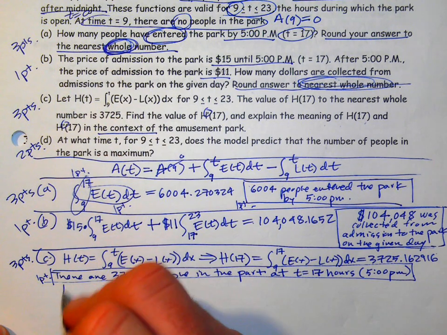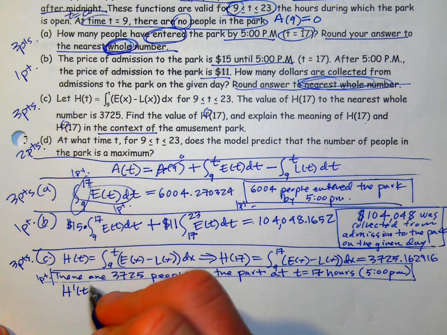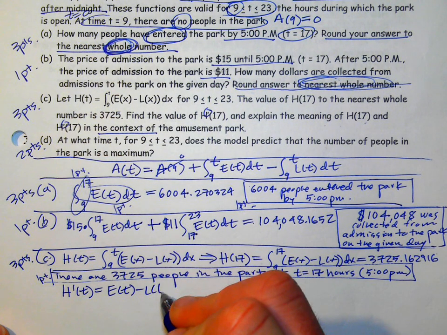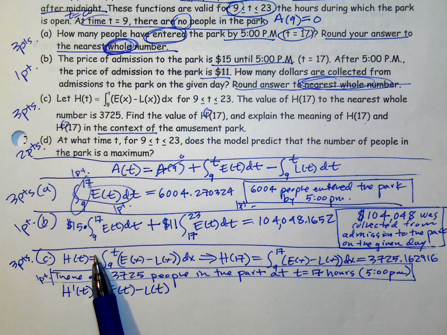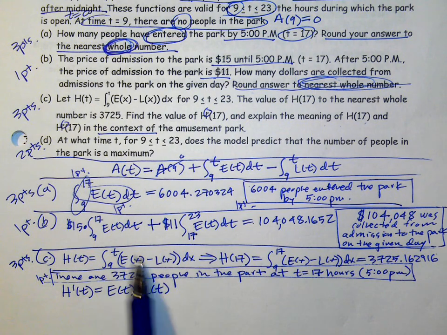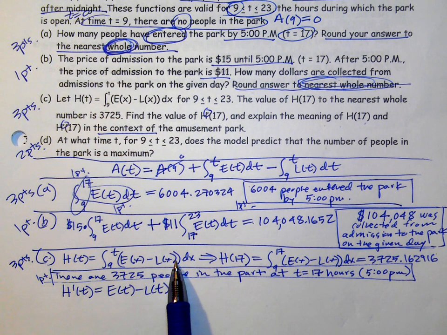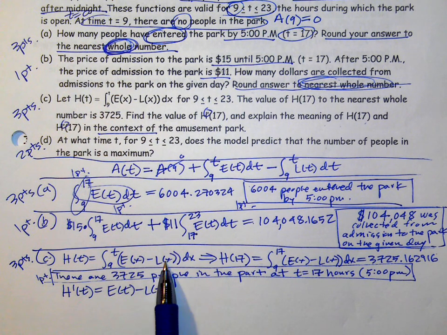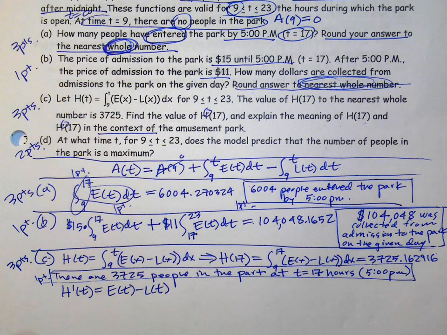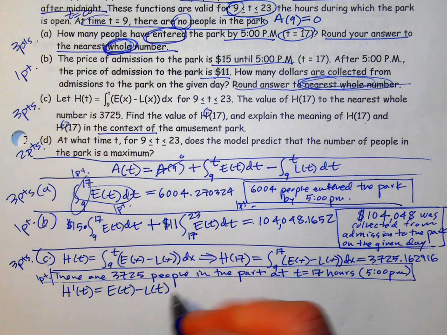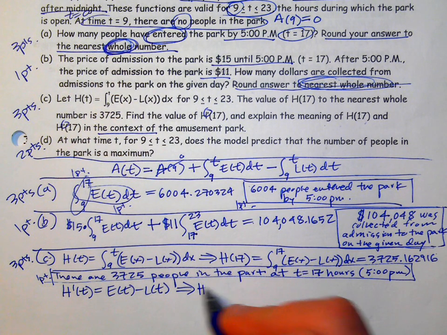Okay. Now I said to find h prime. Now what's h prime of t? H prime of t is going to equal e(t) minus l(t), because the fundamental theorem of calculus part 2 says if you take a derivative of an integral, they undo each other. You plug limits in, top first, and then multiply by the derivative of the limit, which would be 1. Plug the bottom limit in, 9, and multiply by the derivative of what you plugged in, 0. They all drop out. You get e(t) minus l(t), which makes sense: the derivative of the amount of people in the park should equal the rate of people coming in minus the rate of people going out. And that's kind of giving you an idea of what you're trying to do.